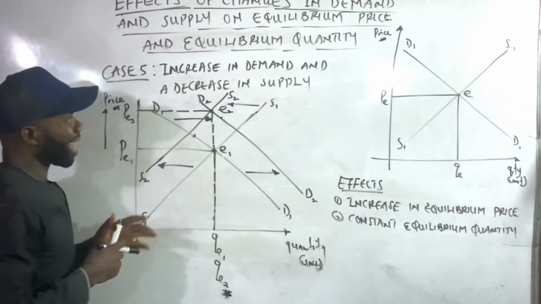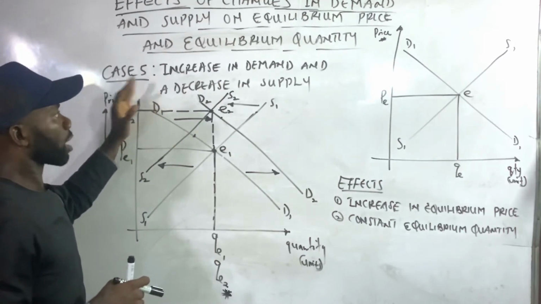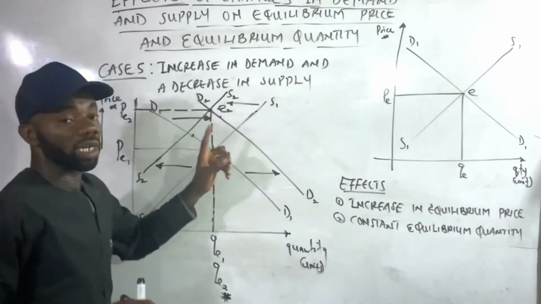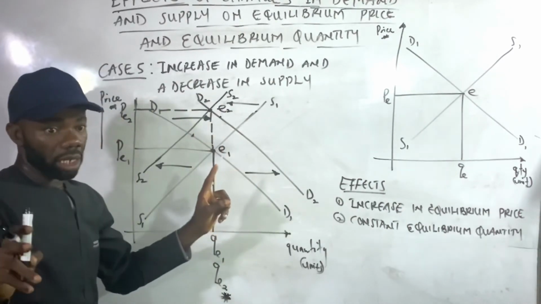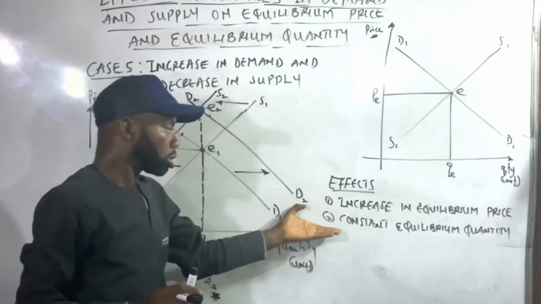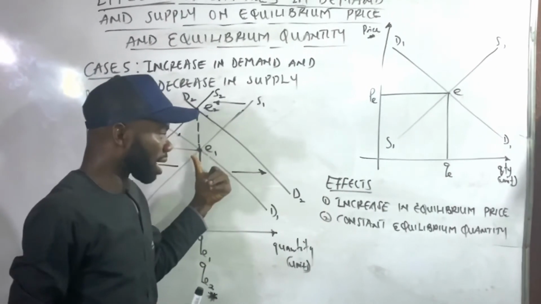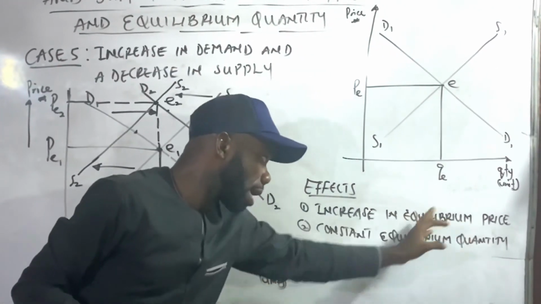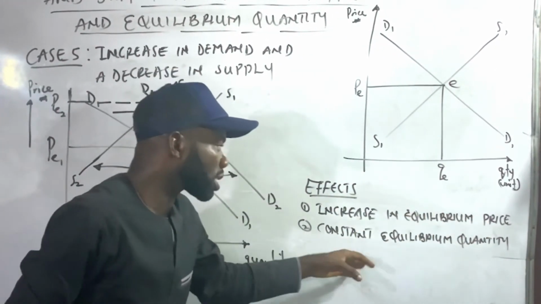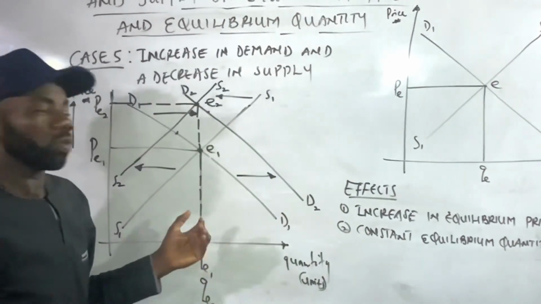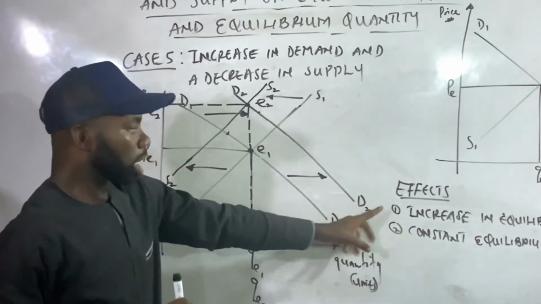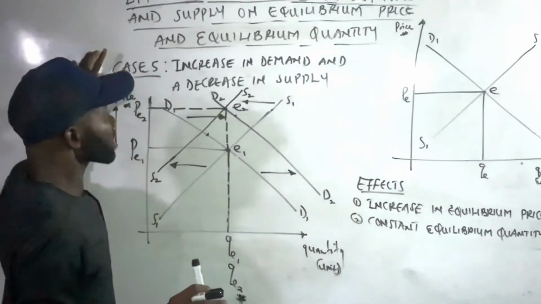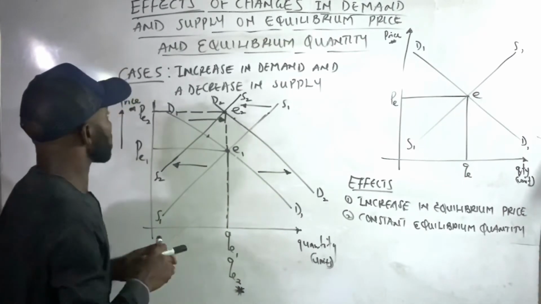So for any question that goes with an increase in demand and a decrease in supply will lead to dash. The best option for that answer is increase in equilibrium price, rather, and a constant equilibrium quantity. And whichever way the examiner tries to present this, just have this in mind and it will be correct anytime, any day. The next case we're going to take is case number 6.